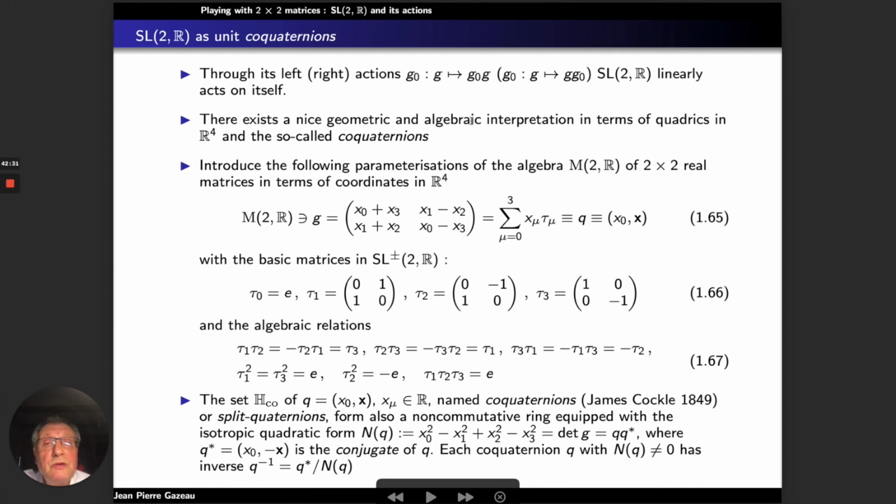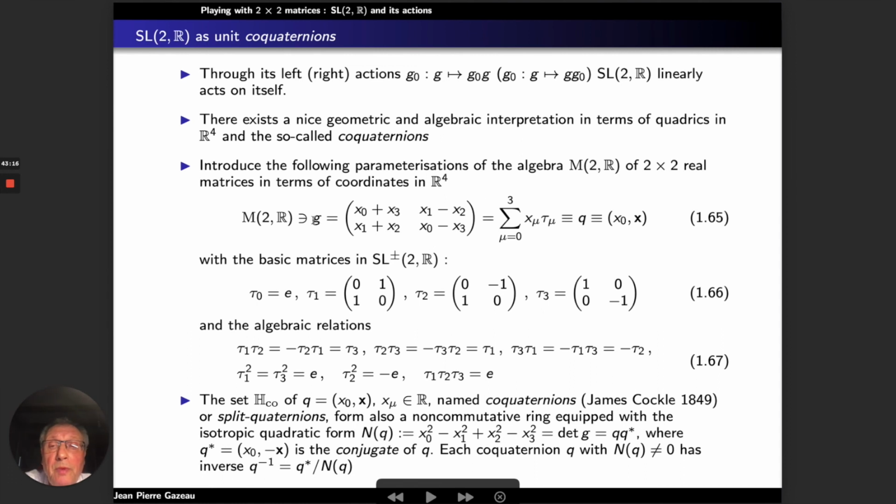And there exists a nice geometric and algebraic interpretation in terms of quadrics in R4 and the so-called co-quaternions. For that, let us introduce the following parameterization of the algebra M2R of 2 by 2 real matrices in terms of coordinates in R4. Here we don't consider a metric like we did for the Lorentz group.